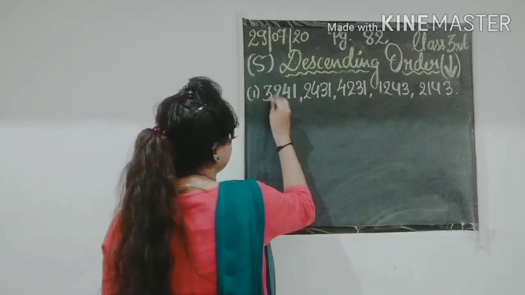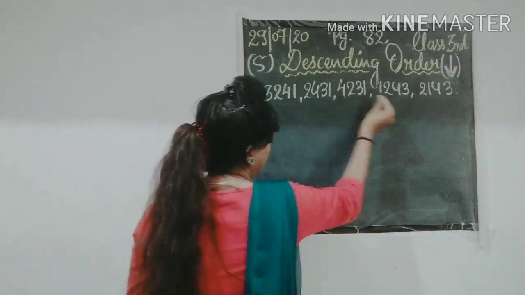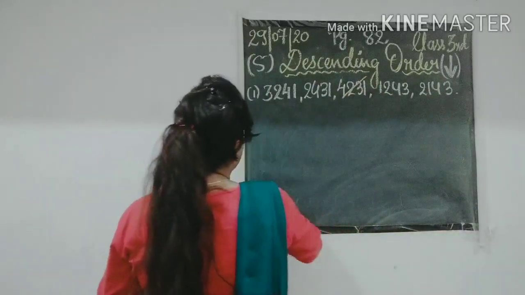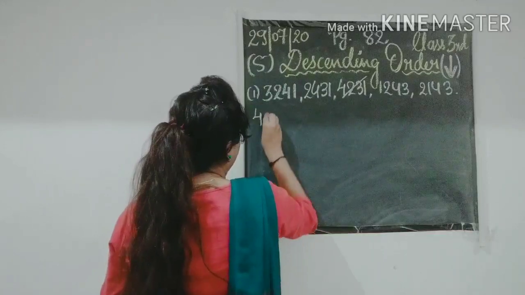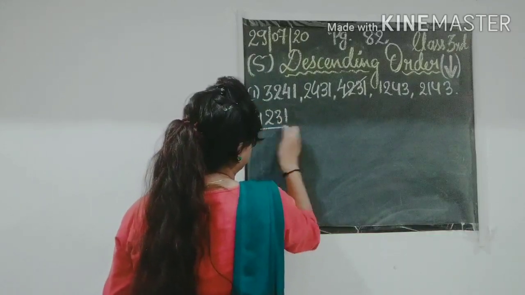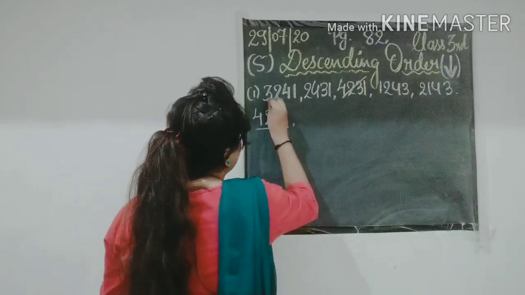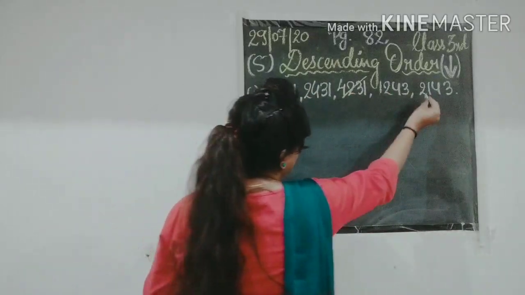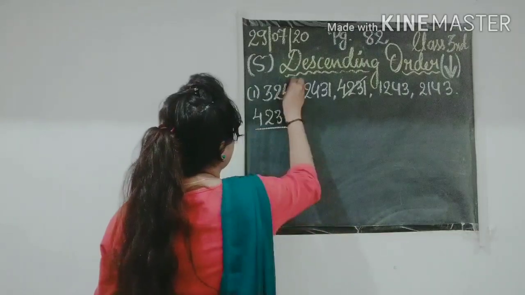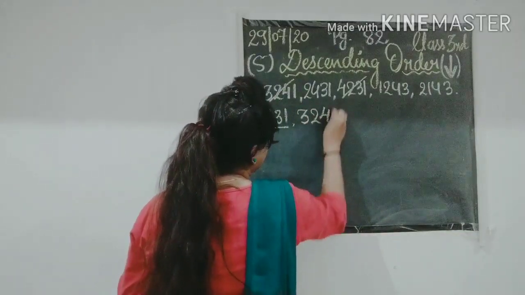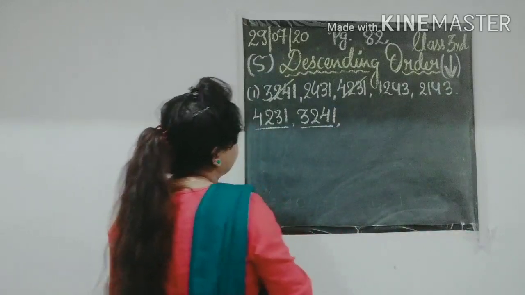Compare the thousands place. 3, 2, 4, 1 and 2. So 4 is the biggest. Cut here and write it here. 4231 is the biggest number out of these numbers. Again find out 3, 2, 1 and 2. That means 3241 is the next number.